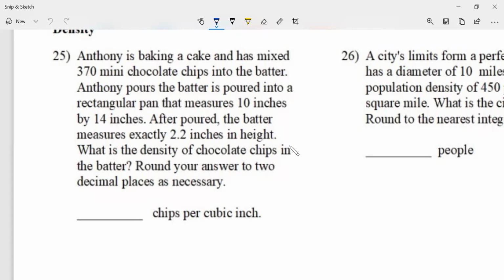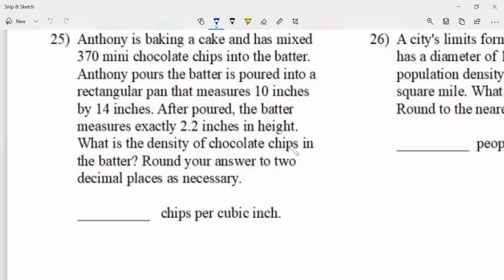So here it says Anthony's baking a cake and has mixed 370 mini chocolate chips into the batter. The batter is poured into a rectangular pan that measures 10 inches by 14 inches. After it's poured, the batter measures exactly 2.2 inches in height. What is the density of chocolate chips in the batter? Round your answer to 2 decimal places as necessary. Cool thing is that on your answer, read these words at the end: chips per cubic inch.